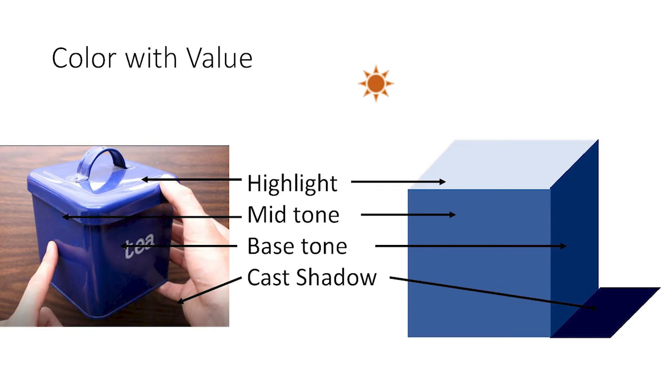The base tone is once again the darkest part of our form, being a mixture of blue with a shade of black, and our cast shadow is going to be a very dark blue. Now this is a form using just one color. We can also use a variety of colors in our drawings in order to produce form.